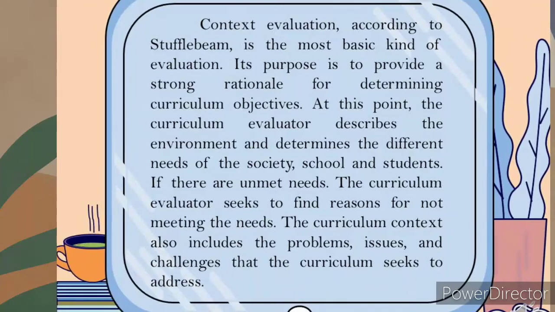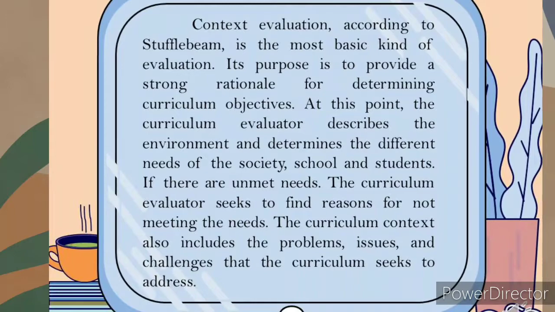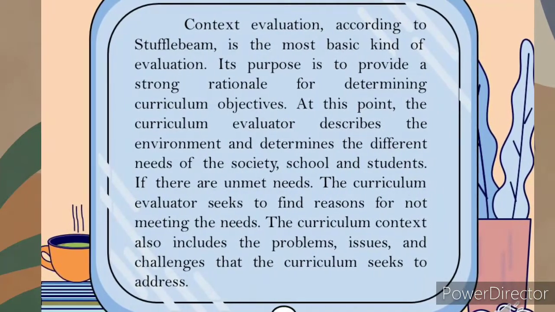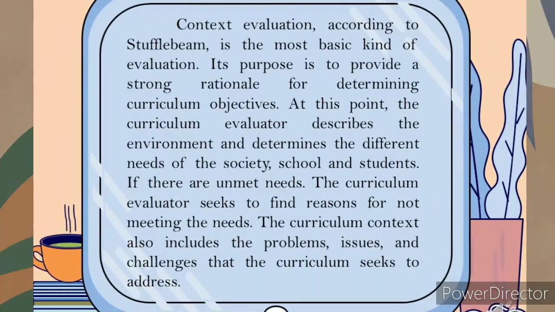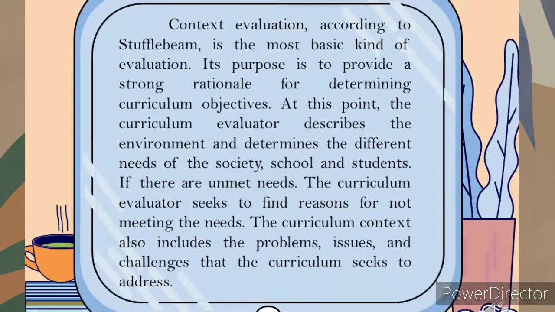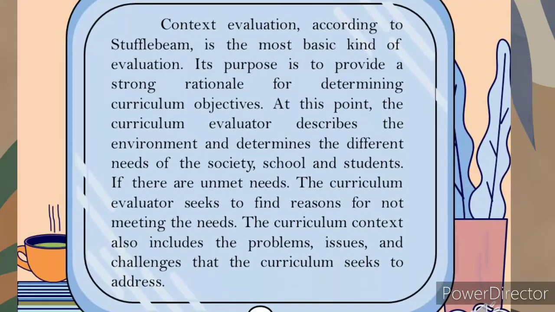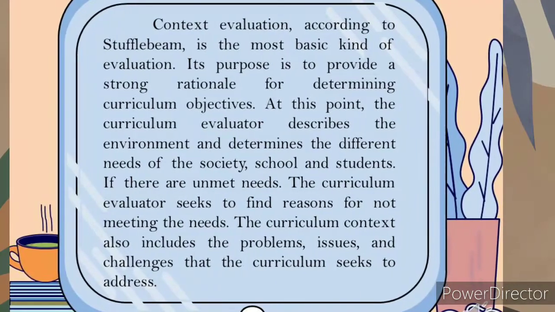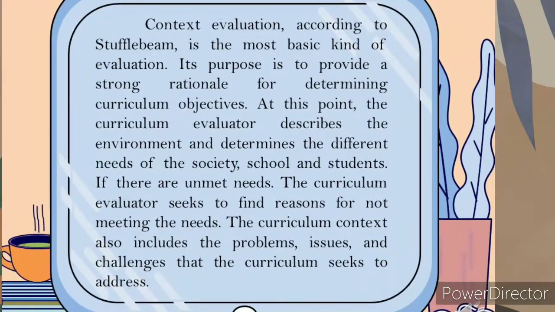Context evaluation, according to Stufflebeam, is the most basic kind of evaluation. Its purpose is to provide a strong rationale for determining curriculum objectives. At this point, the curriculum evaluator describes the environment and determines the different needs of the society, school, and students. If there are unmet needs, the curriculum evaluator seeks to find reasons for not meeting the needs. The curriculum context also includes the problems, issues, and challenges that the curriculum seeks to address.